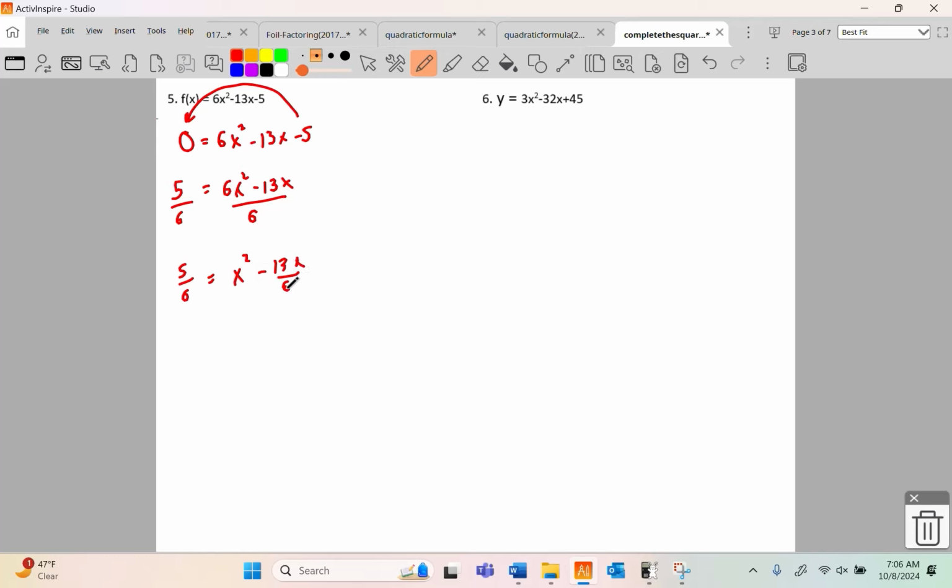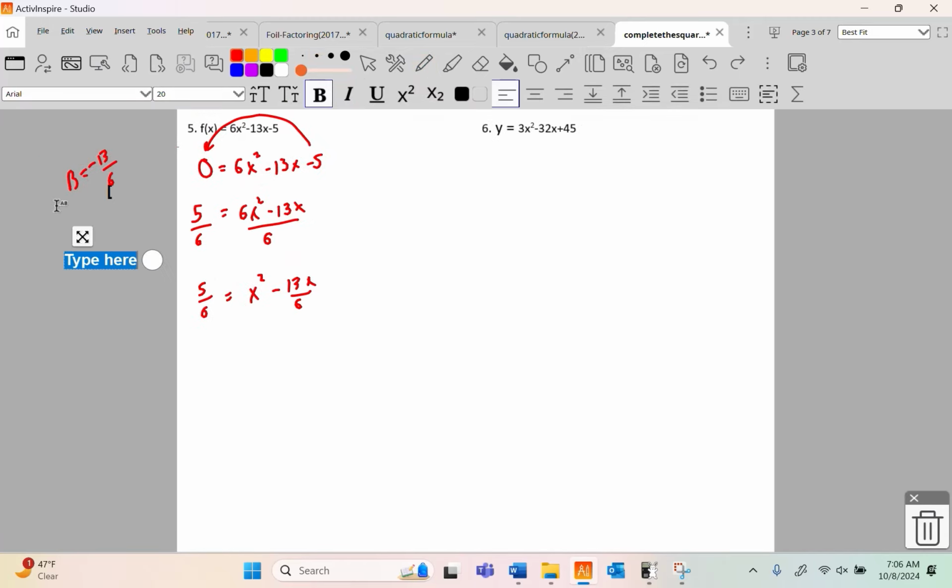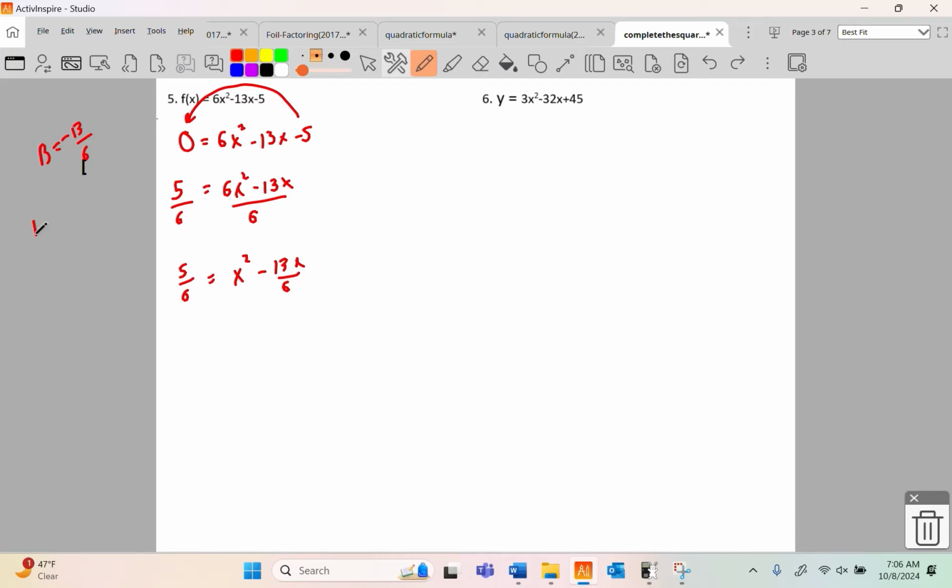I should have done that first. Forgive me. It doesn't really matter which, the first and second steps can be done out of order. But b is negative 13/6, and you're supposed to find half of that. You do that by throwing a 2 in your denominator, and you get negative 13/12. Now you're supposed to take that negative 13/12 and square it.